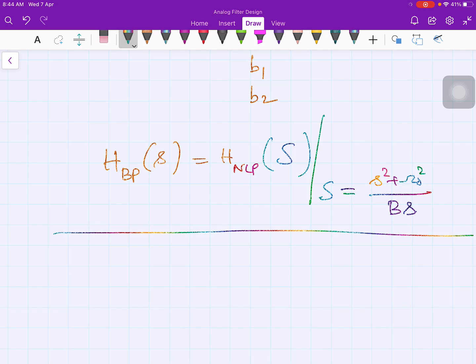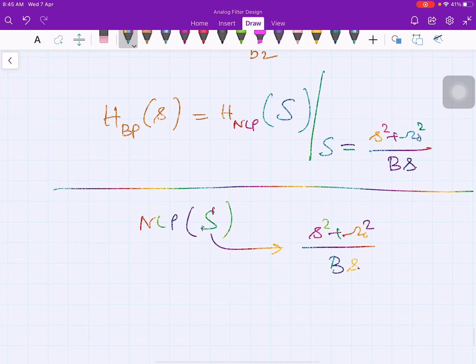Similarly, you can design a band stop filter with arbitrary specifications. In the normalized low pass filter the transfer function is given in terms of capital S, and then this capital S is replaced by small s squared plus omega naught squared divided by B small s. Similarly, you can design a band stop filter with arbitrary specifications. So that's the end of the design of analog filter.